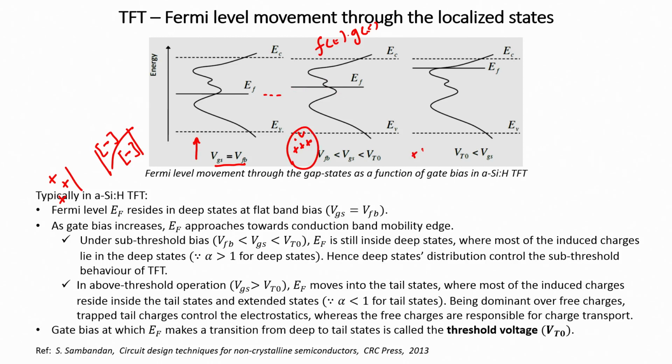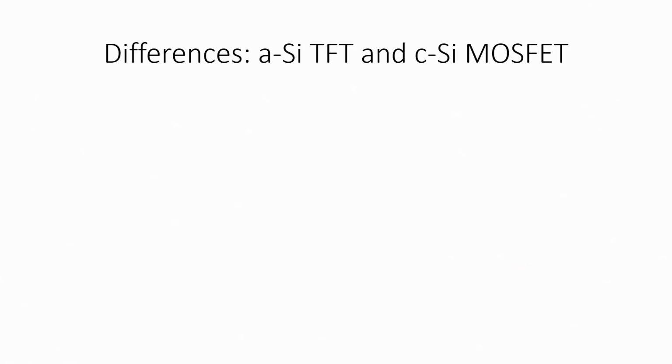So, as more and more positive charge is applied on the gate, the Fermi level starts heading closer and closer to the conduction band edge, and at some point there will be enough free carriers sitting above the conduction band edge in the extended states to permit significant current. And this point is defined as your threshold voltage. Look at the clear difference between the operation of a MOSFET and that of a TFT. So, let us spend some time looking at this difference.